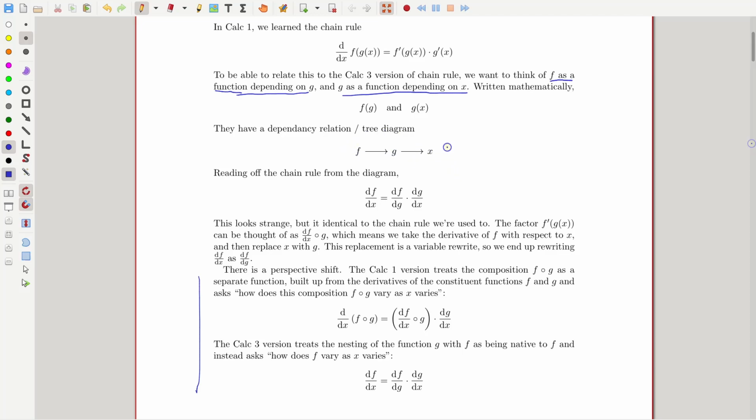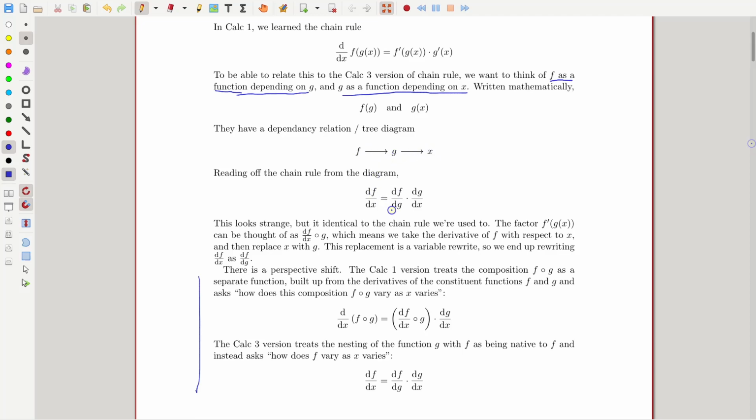The way that we read off chain rule from such diagrams is that for each arrow, we think of the relationship as being a derivative. So if we're trying to create the rule for taking the derivative of f with respect to x, we have to pass through g. We pass from f to g, and then from g to x, and each of these edges is a derivative. So we do df dg and then dg dx.